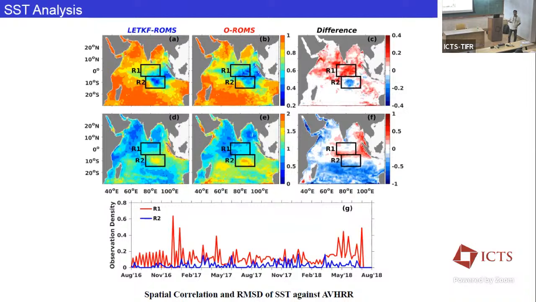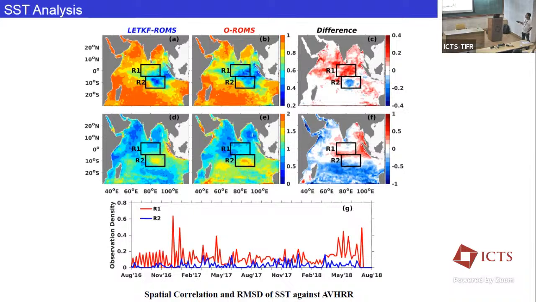Now, how do you, let's say, troubleshoot or analyze your results? Now look at this. So this is SST, okay? This is correlation of SST from LTKF ROMs with some observation. This is from free ROMs, no assimilation, and this is the difference. So the difference means LTKF minus the free ROMs, okay?